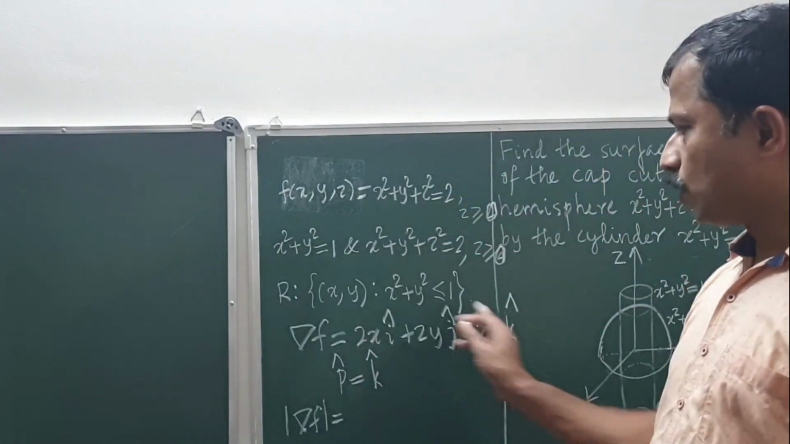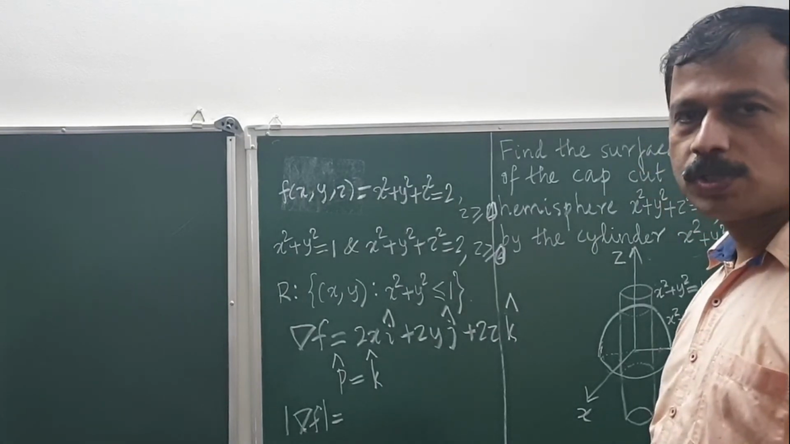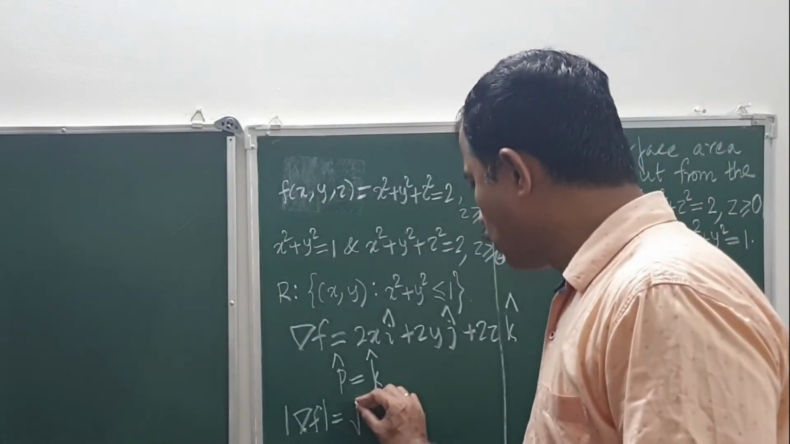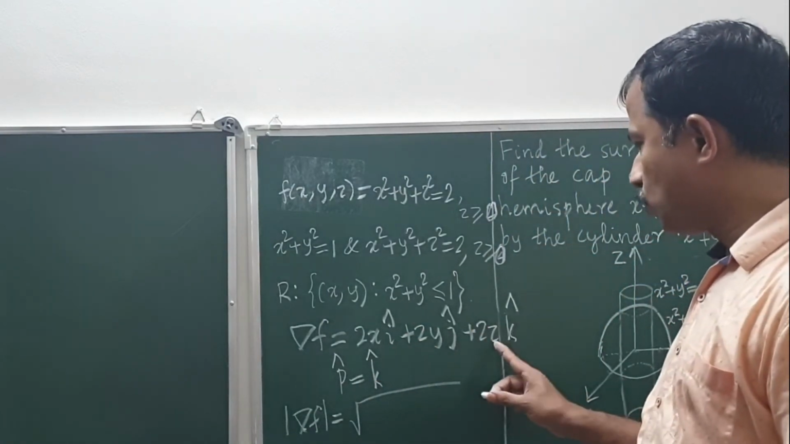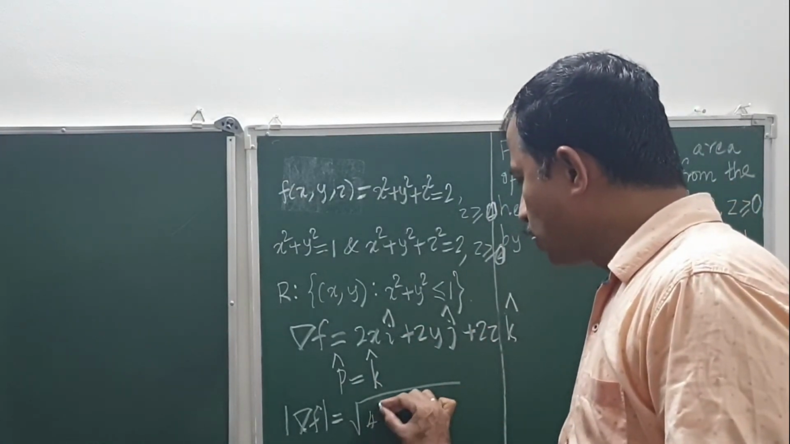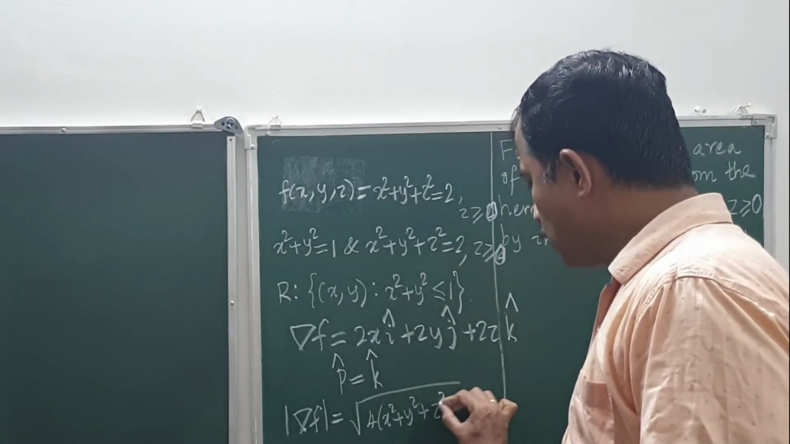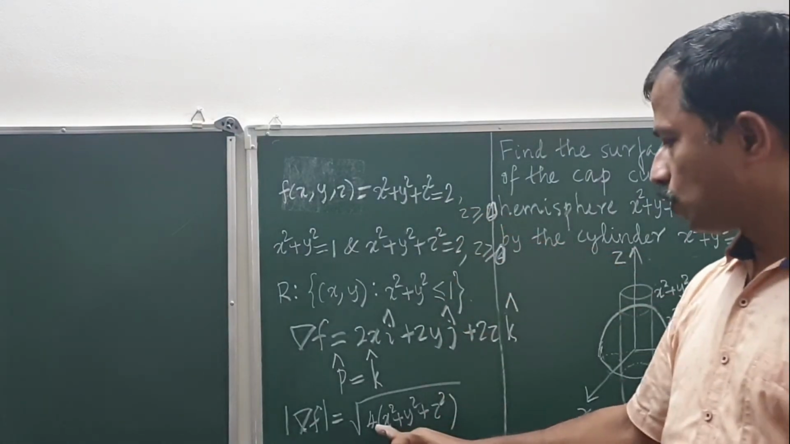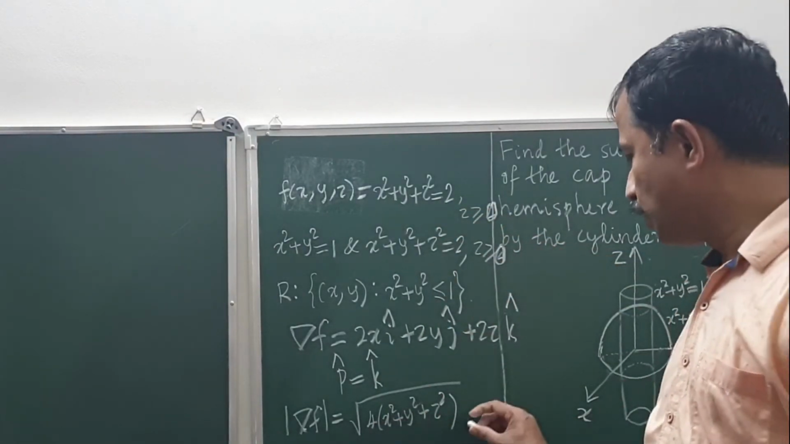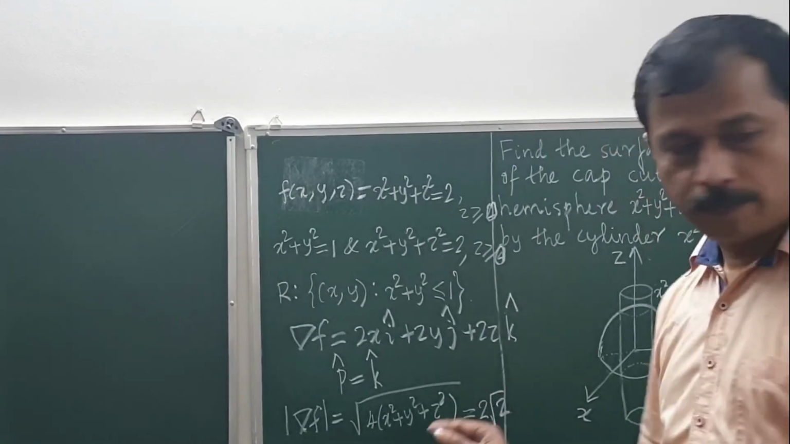That will be square root of (2x) whole square plus (2y) whole square plus (2z) whole square. So this becomes square root of 4x square plus 4y square plus 4z square. So this becomes square root of 4 times x square plus y square plus z square. Now what about x square plus y square plus z square? That is equal to 2. So this becomes square root of 4 into 2, 8. So this is equal to 2 root 2.